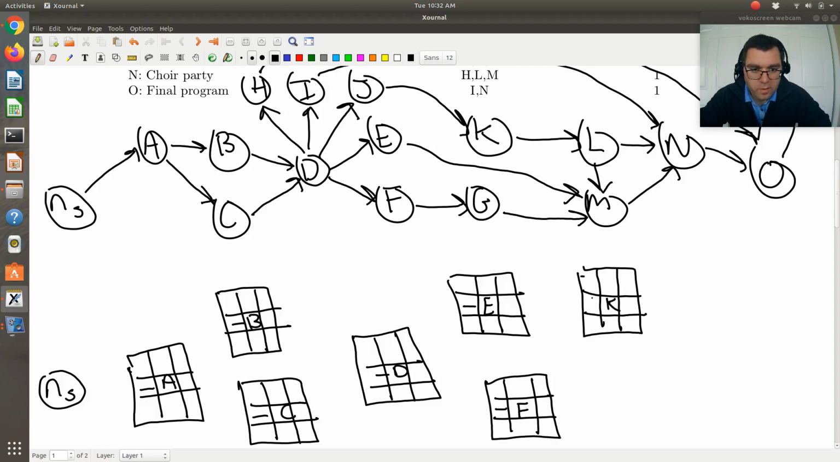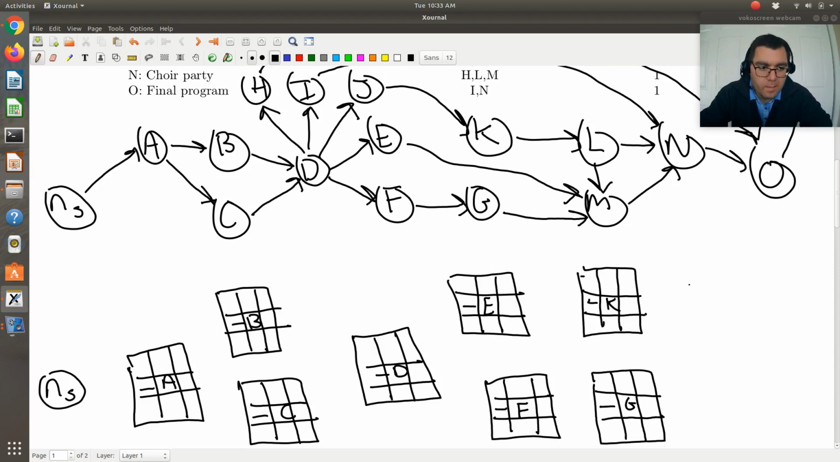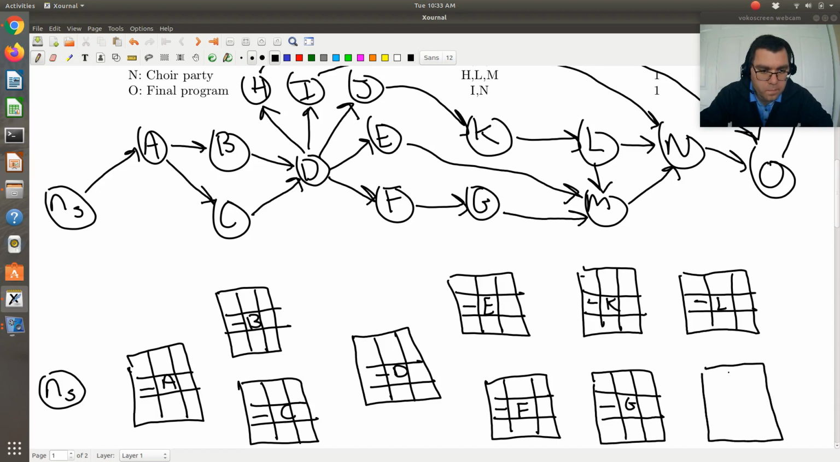So if I weren't doing this on the tab, maybe I would even turn my paper sideways, just to give myself more space to work with. Okay, G, LM. Alright, then N and O.